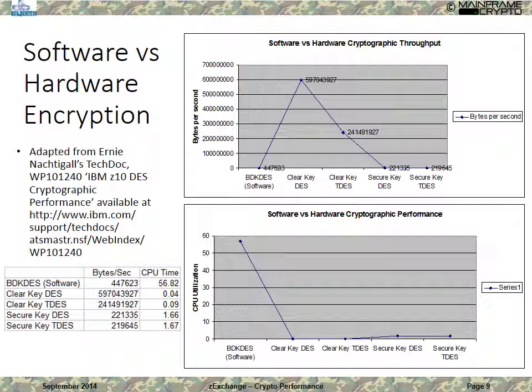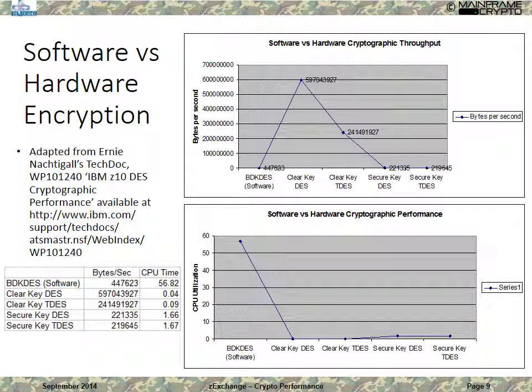But the white papers are valuable in that you can look at and compare technologies, compare the options that are available to you. So we're going to see that secure key encryption is slower, and you'll see how much slower. You need to factor that into your performance requirements as you develop an application. Now, all that said, this first chart actually comes from a tech doc that Ernie Noctegal published a couple years ago. He was trying to show the performance impact of software versus hardware encryption.